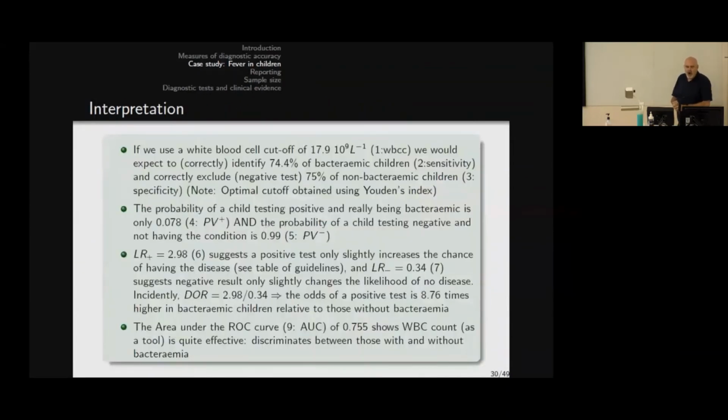Okay, so how would I interpret this? How would I write it up? If we use a white blood cell count cutoff of 17.9, which was the first value here, we would expect to correctly identify 74.4% of children that do have a bacterial infection, which is the sensitivity, and correctly exclude 75% of non-bacteremic children, which was the specificity. And just note that the optimal cutoff was obtained using Youden's index.